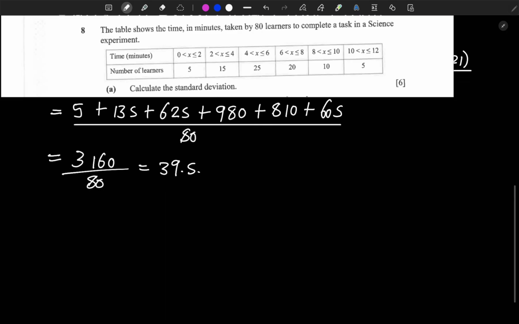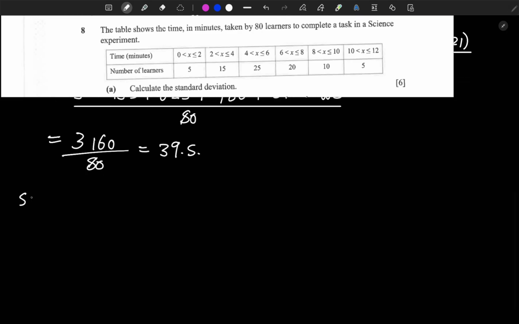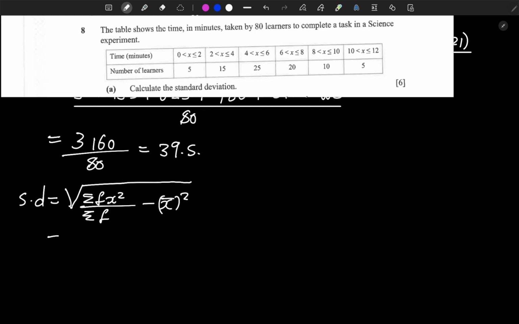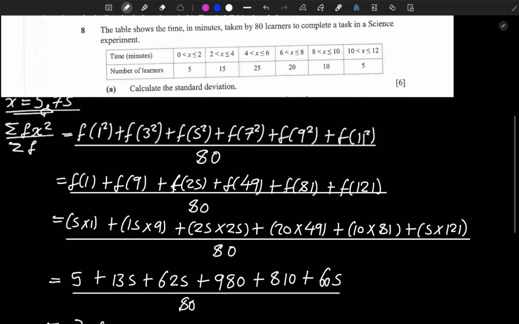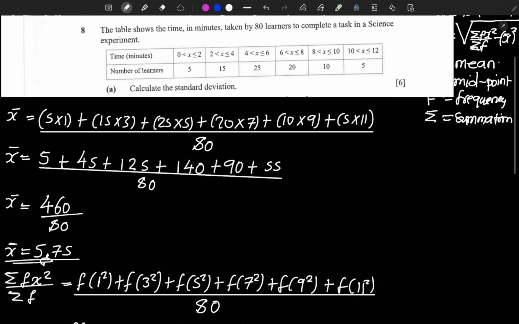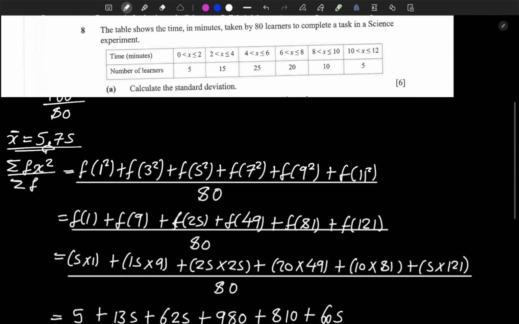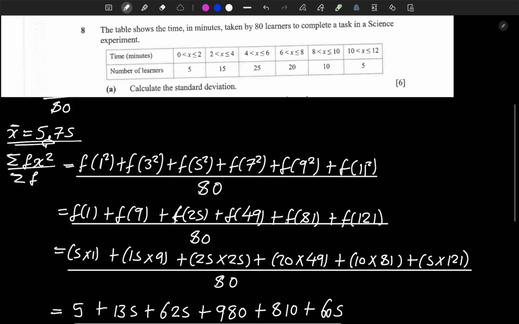So we can now go back to our formula. So the formula is standard deviation is equal to the square root of summation of f of x squared over f minus mean squared. So here we found the answer is this one. So square root of 39.5 minus mean. What was our mean? So the mean gave us 5.75.